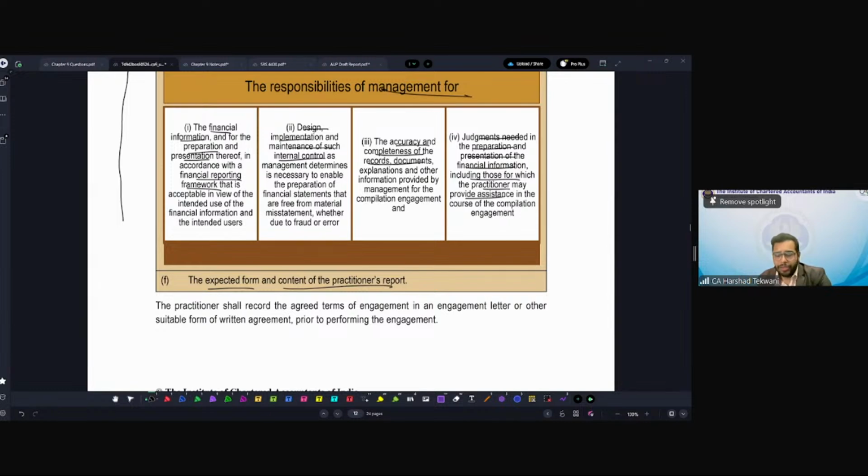Now, that was agreeing the terms of engagement. Once I agree with the terms of engagement, the second step comes: planning and performing the engagement. Once I have agreed upon the terms, now I have to plan and perform the engagement. How would I perform the engagement? Can anyone tell me? If I have to assist the management in compilation, how will I help? How will I perform that engagement?